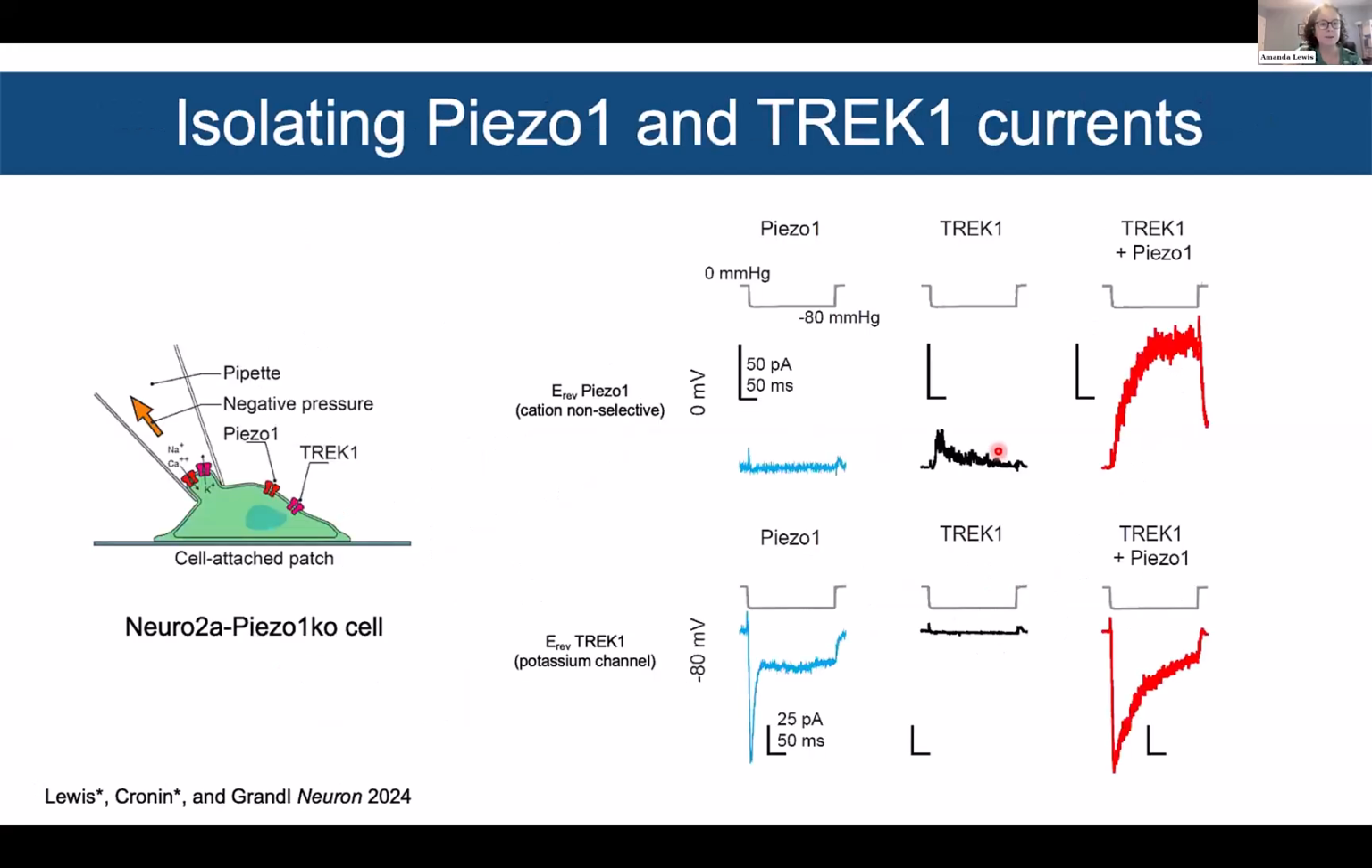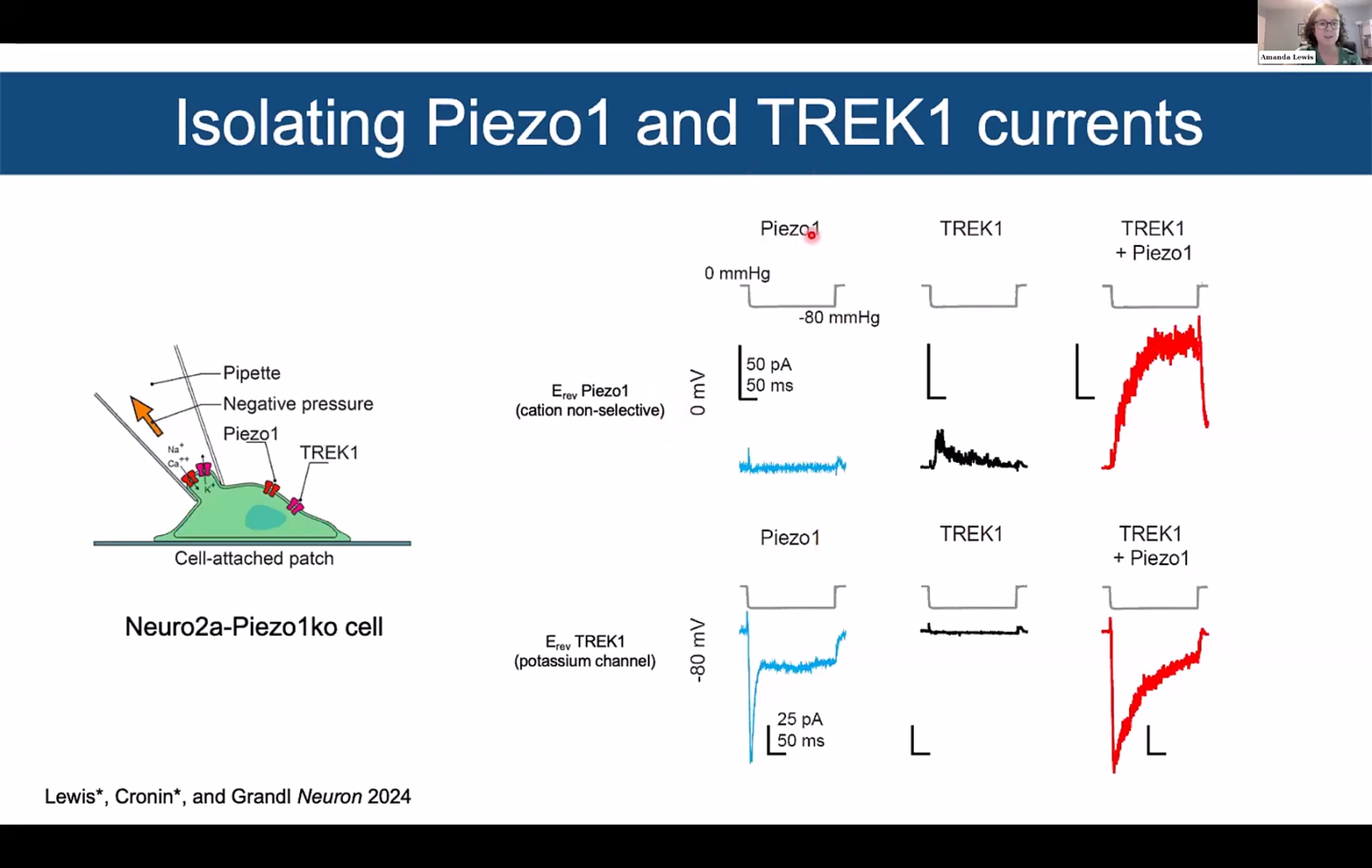So for the experiments I'm going to talk about today, I'm co-overexpressing the two channels in a mechanically silent cell line. So these are Neuro2A cells in which their endogenous expression of Piezo1 has been removed via CRISPR. And then to activate the channels, I make a cell-attached patch and apply negative pressure or suction through the patch pipette in a highly controlled and precise manner with a high-speed pressure clamp. Now, to isolate the activity of the channels from each other, I take advantage of their distinct reversal potentials. So I mentioned Piezo1 is a cation non-selective channel, so it reverses at 0 millivolts.